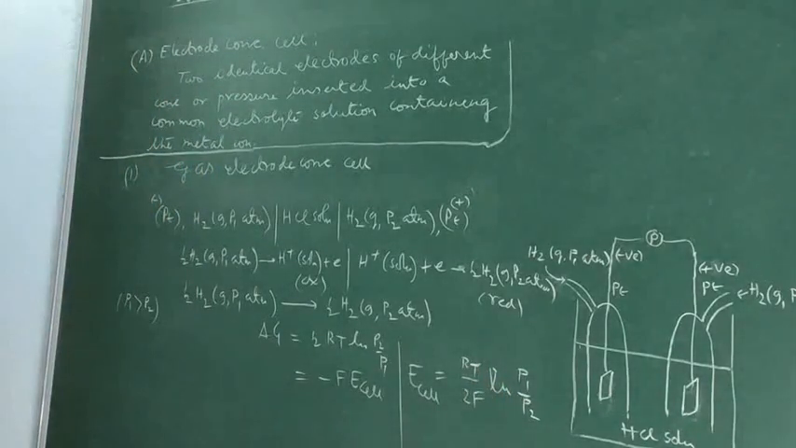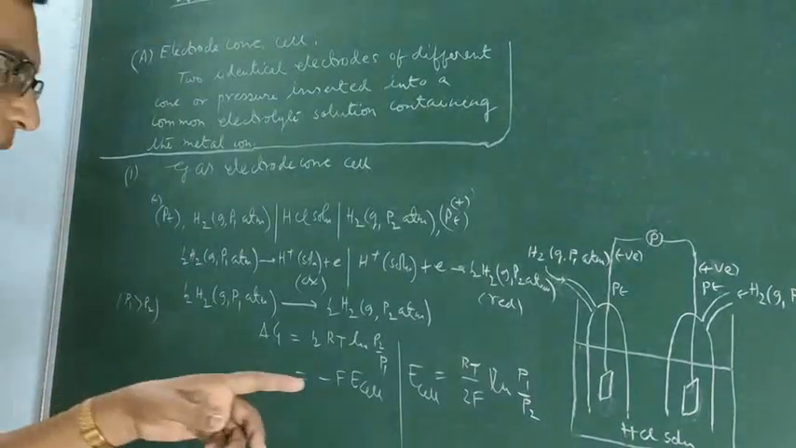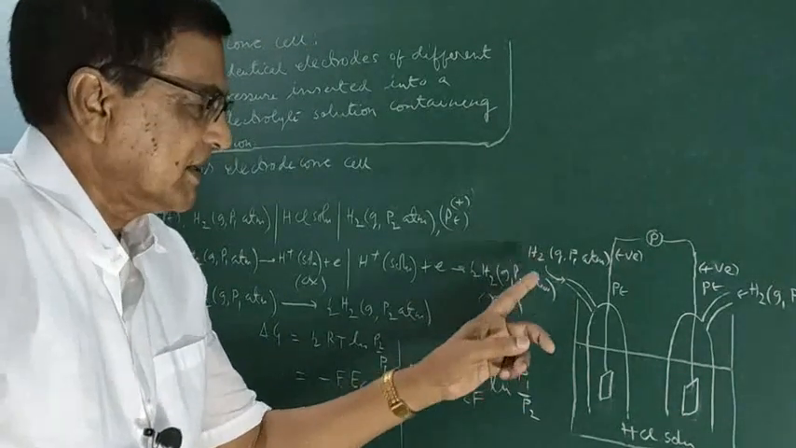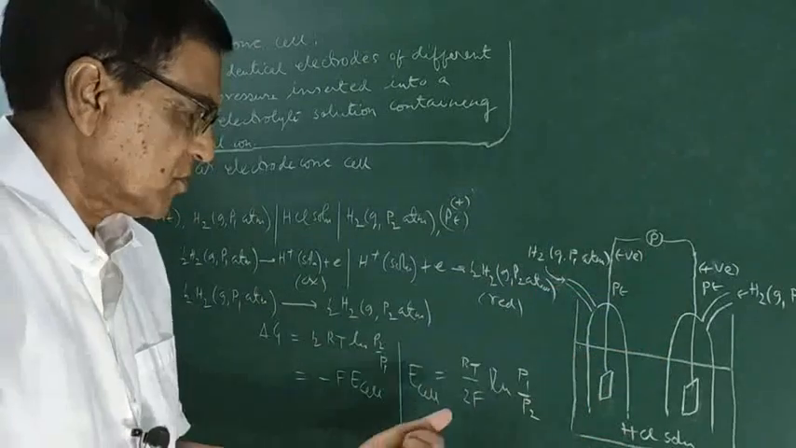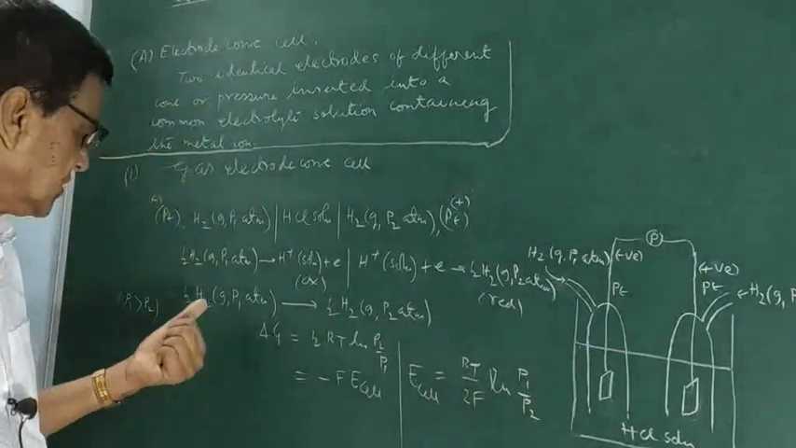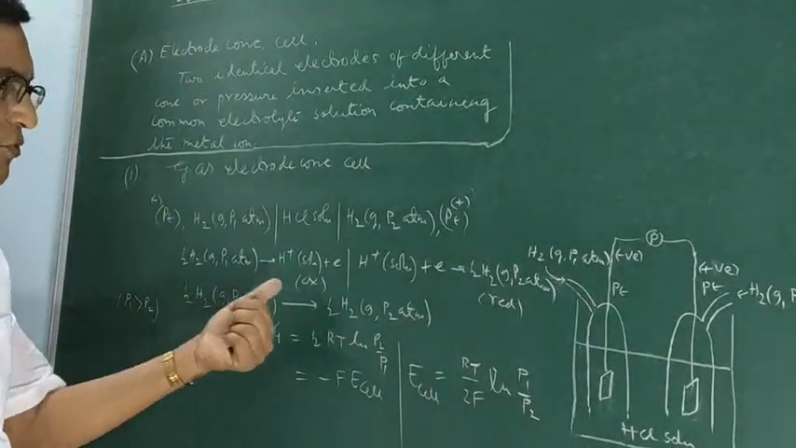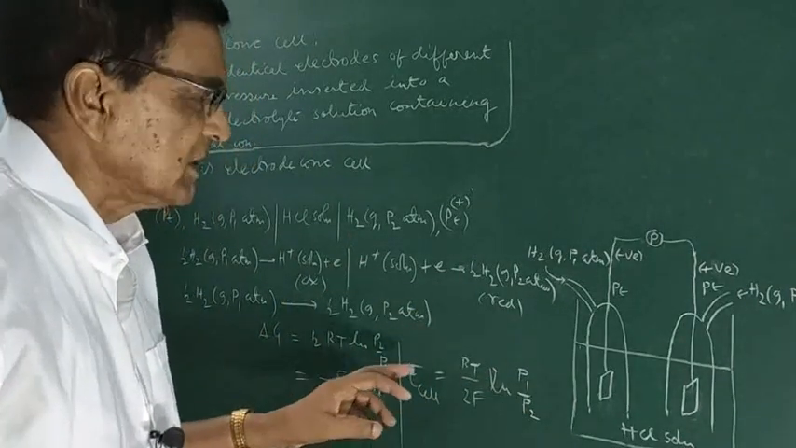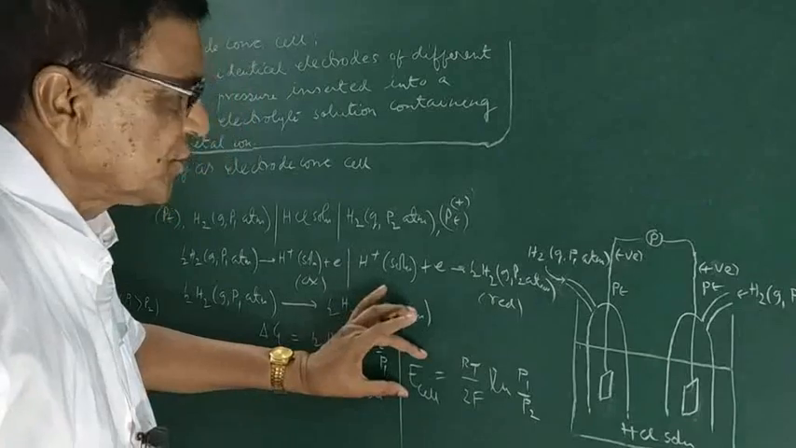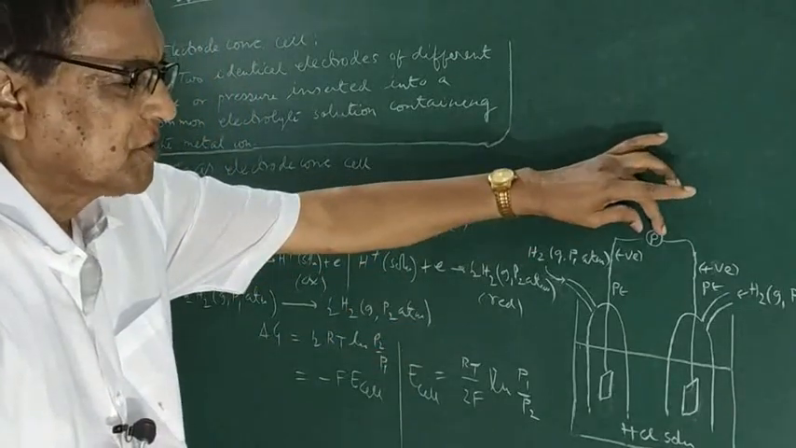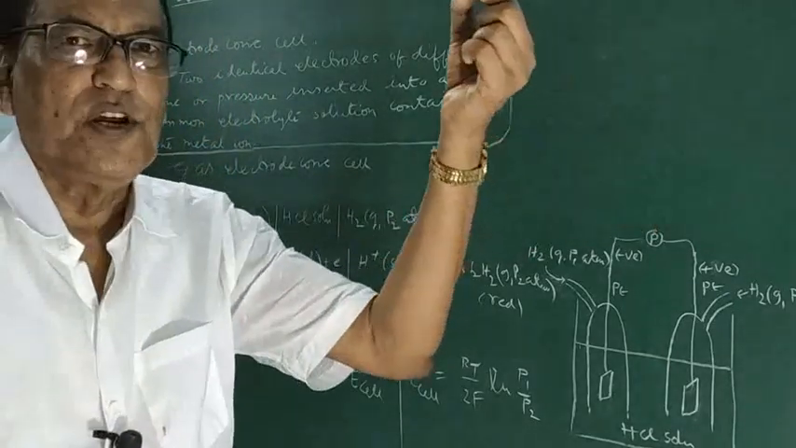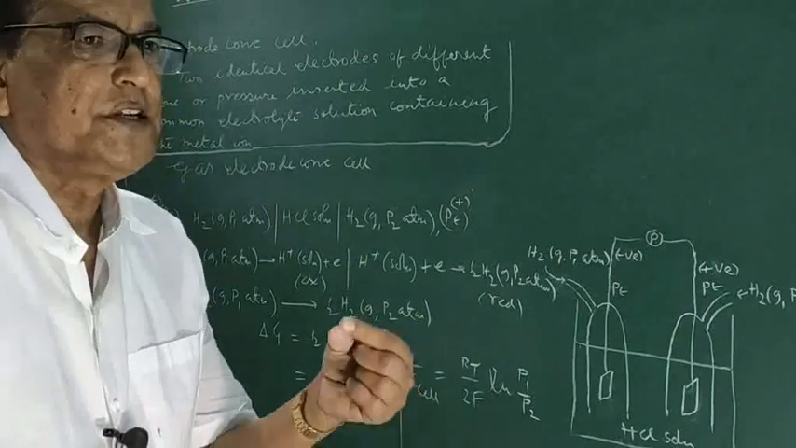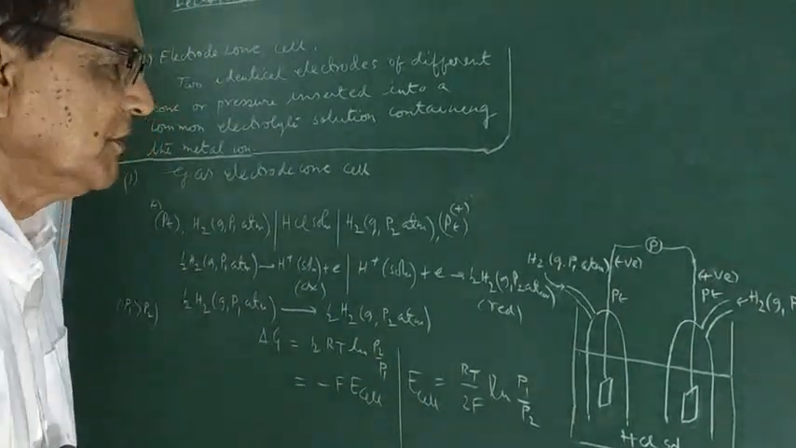and as I have said earlier, these two gases are taken in large amount so that a minute change of hydrogen gas from left to right will not affect P1 and P2, and the EMF of these cells could be determined by means of a potentiometer, which will draw a very small amount of electricity from this cell.